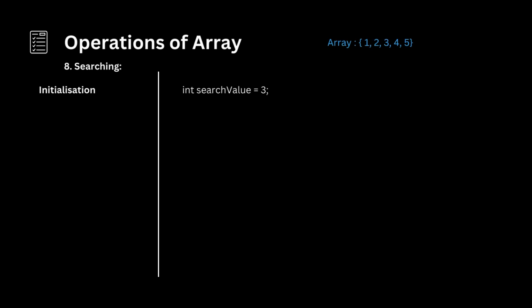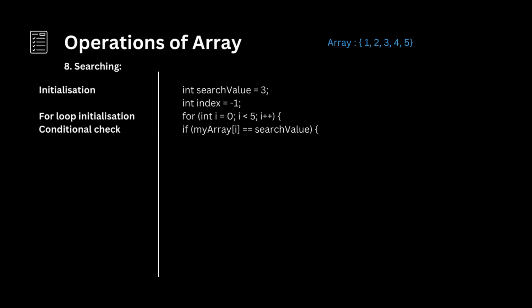Initialization: int searchValue = 3. This specifies the value to be searched for in the array. int index = -1. This initializes the variable index to -1, indicating that the search value has not been found initially. For loop initialization: this initializes a for loop that iterates through the elements of the array from index 0 to 4. Conditional check: this checks if the current element at index i is equal to the search value, that is 3 in this case.